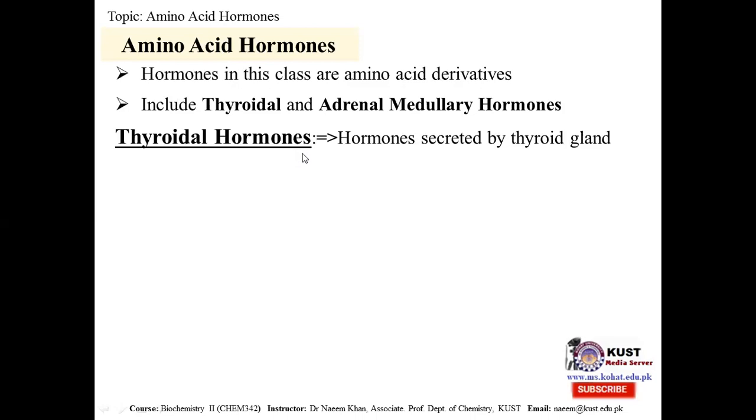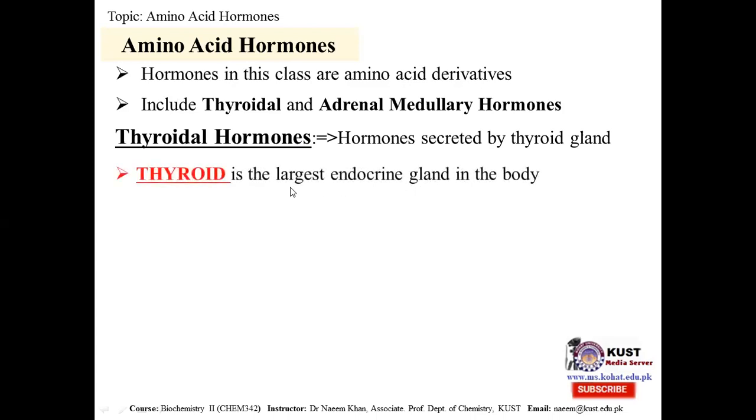Thyroid is very well known, and it secretes hormones known as thyroidal hormones. The hormones secreted by the thyroid gland are called thyroidal hormones. Thyroid is the largest endocrine gland in the body. There are so many different types of glands which produce hormones, and endocrine glands are the ductless glands. Thyroid is one of them, having no duct to secrete its secretion. Rather, the thyroid gland secretes its hormonal secretion into the blood.